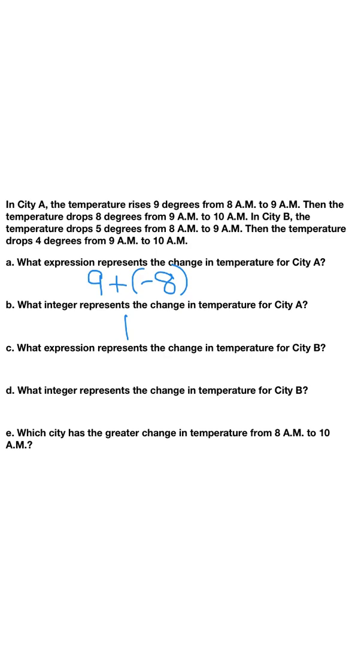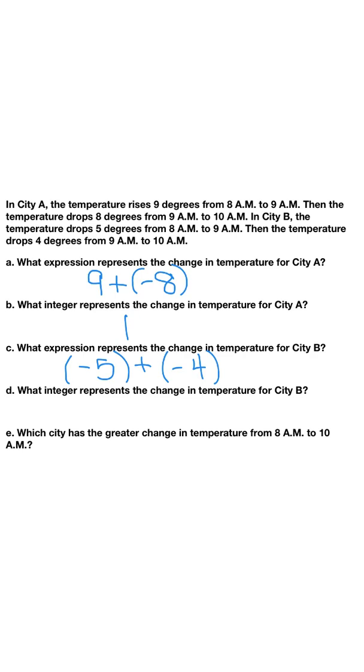Question C. What expression represents the change in temperature for City B? When we look at City B, we have a drop of 5 degrees, so -5, and we have another drop of 4 degrees, so -4. The expression -5 plus -4 represents the change in temperature for City B.